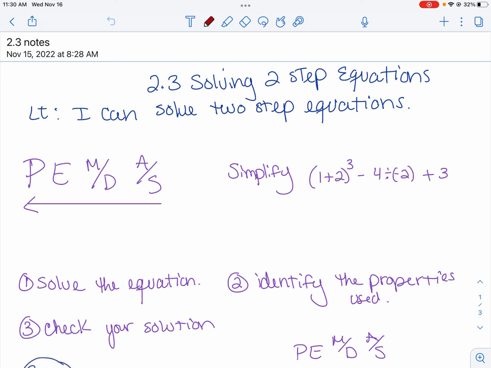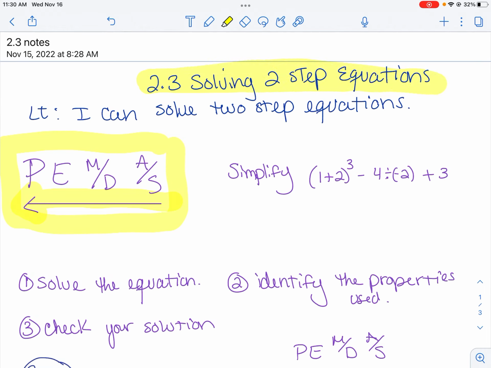We spent a lot of time this past unit working on PEMDAS and simplifying expressions. So when we start to solve equations, we're going to undo or reverse that PEMDAS, okay? So keep that in the back of your mind when we're solving today. But first, make sure you write down 2.3 solving two-step equations in your notebook.